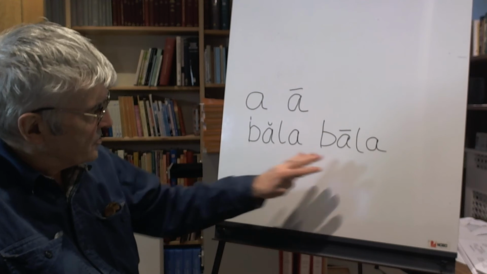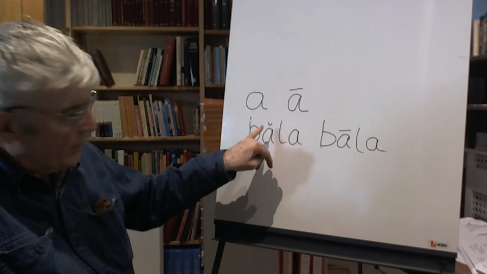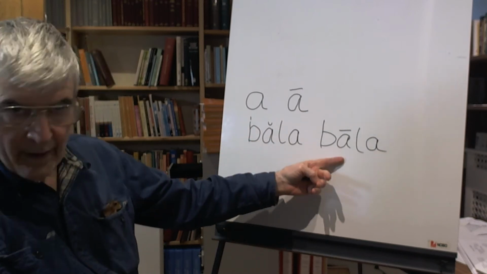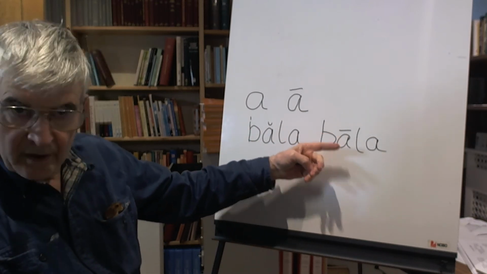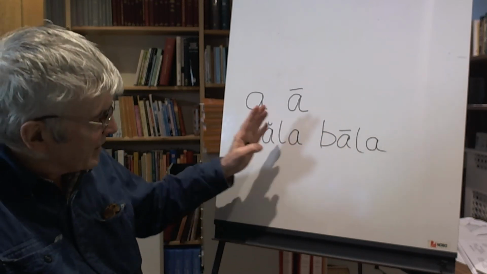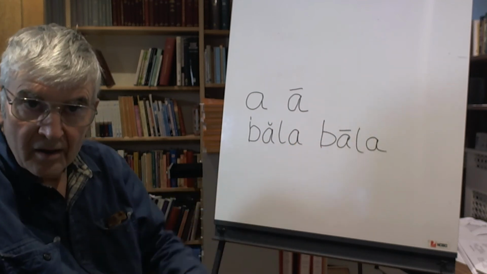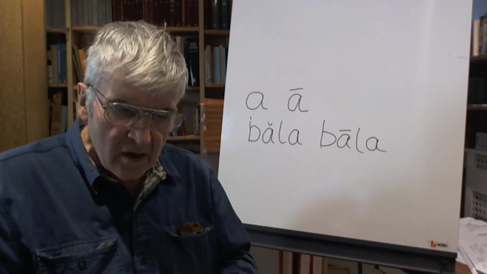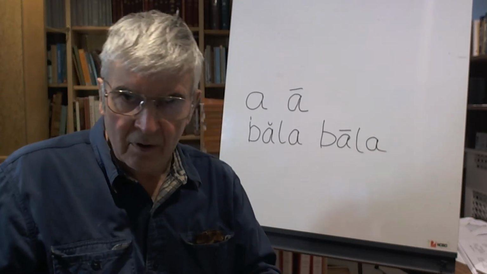By the way, these two marks are called the micron, from the Greek mikros meaning little, and the macron, meaning macro is big or large. It makes the letter larger, longer. The micron and macron. So let's go through the vowels.